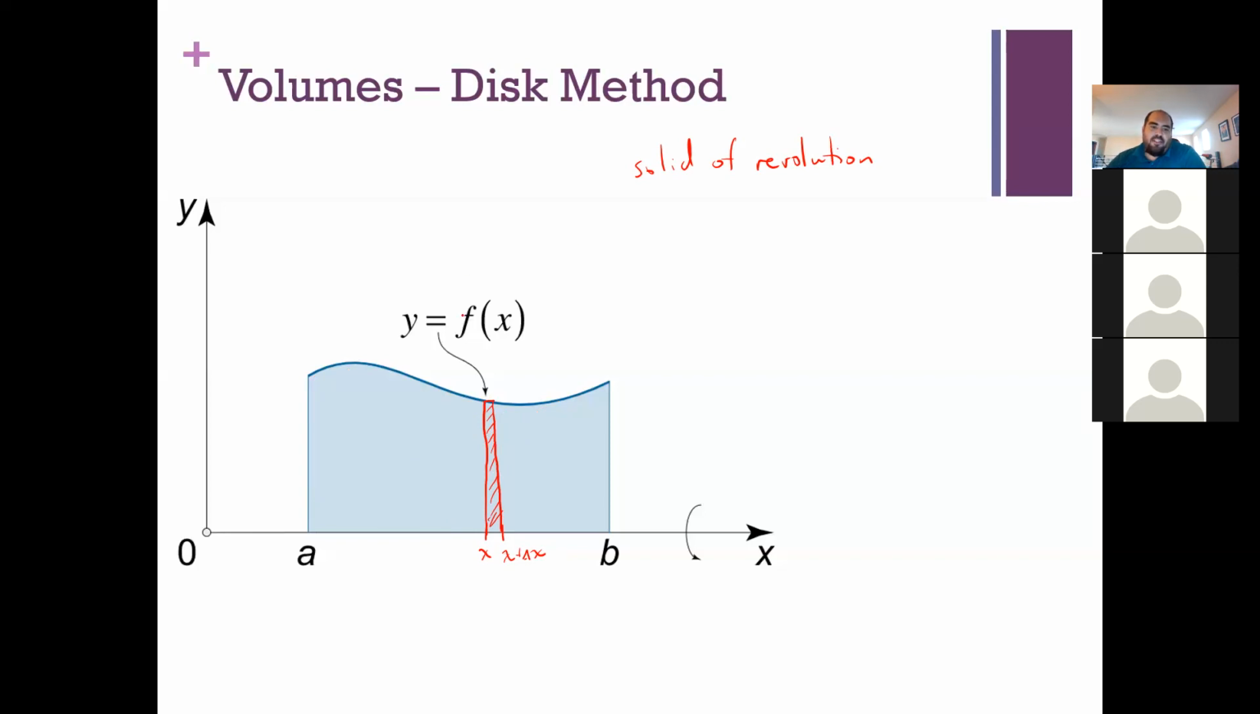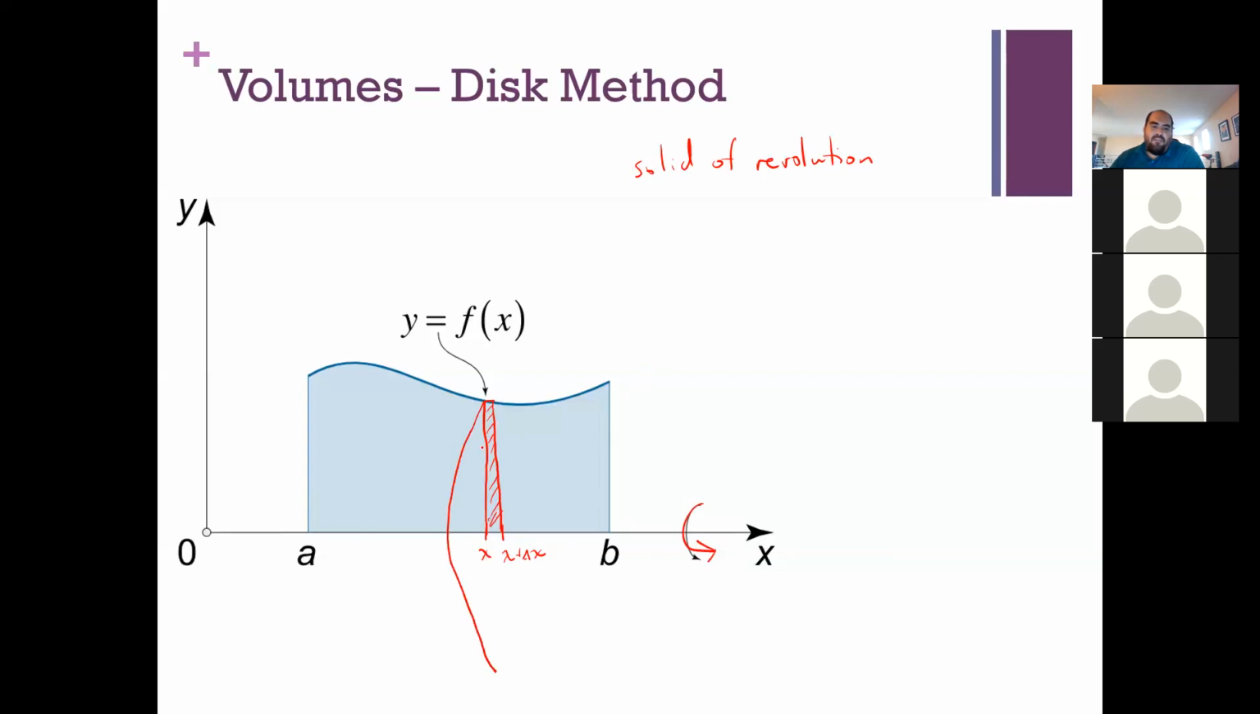Eventually I want to find that volume by wrapping this entire area around one of these lines. We're going to do the x-axis, wrap it around the x-axis to make a solid three-dimensional figure and find that volume. But just like with area, we're going to use very simple shapes and add all these things together. To highlight this, I'm revolving around the x-axis, and I'm going to try to represent this in two dimensions the best I can.